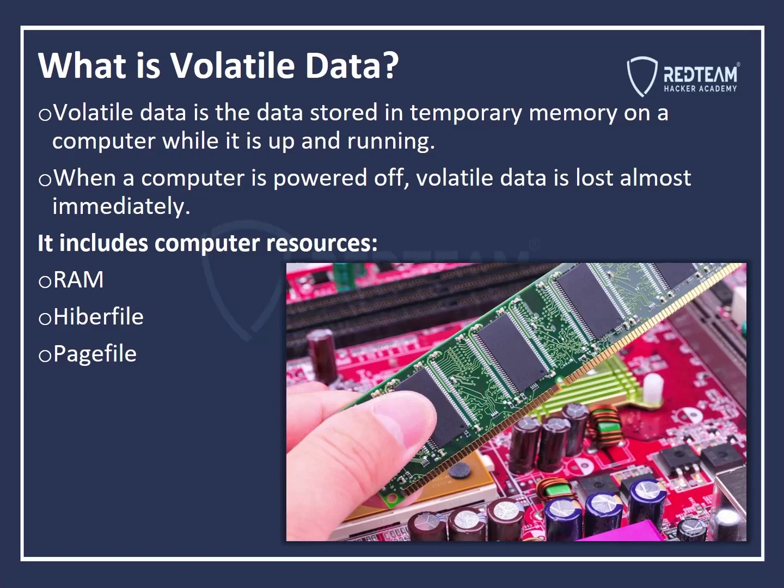Memory is all about our volatile data, like RAM, hiberfile, and page file, because whatever couldn't be handled by RAM is written into the hiberfile. Most of you would be aware of the paging system and how it works. The page file also consists of some volatile data, so you can retrieve from that also. So let's move to another slide.